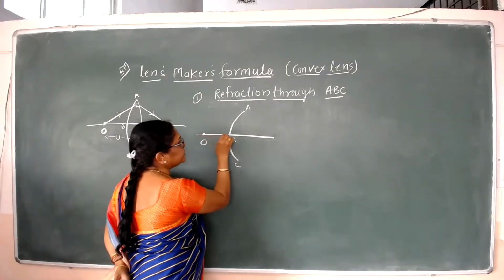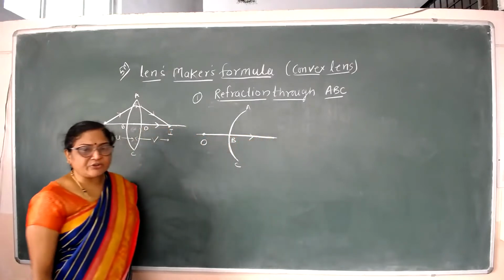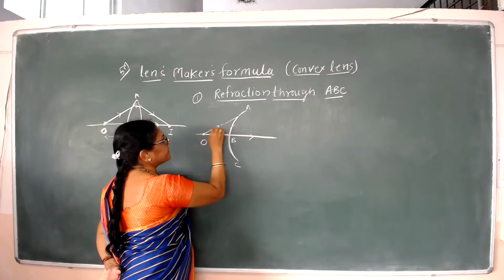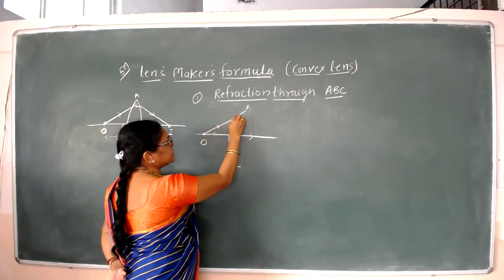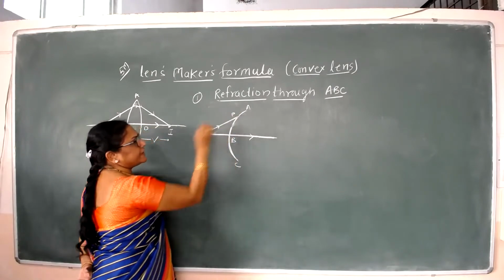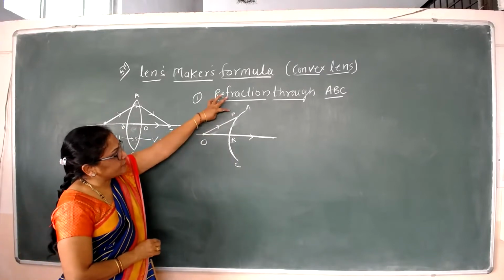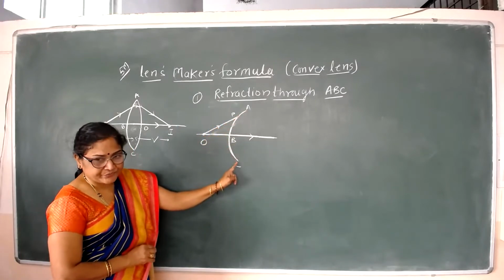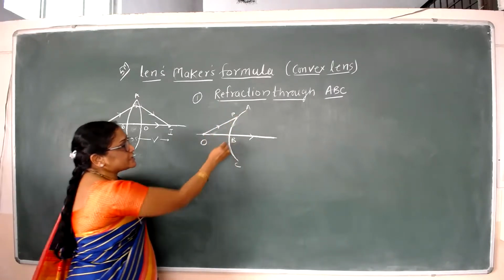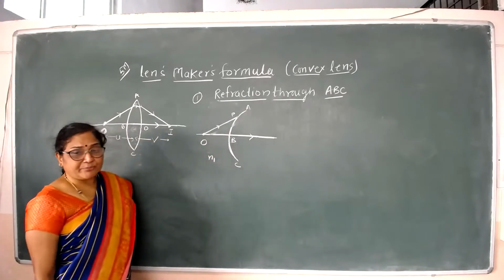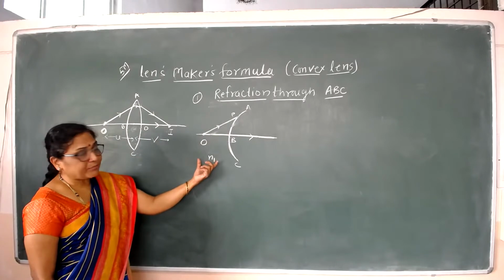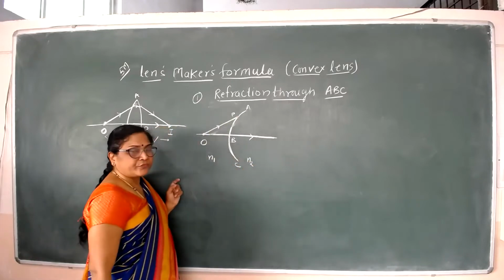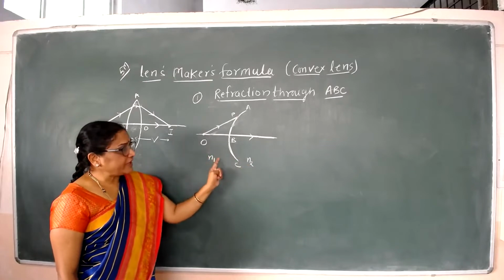Suppose from the point object, the first ray of light propagates in a straight line without deviation. If we consider the second ray of light, which is incident on this spherical surface, suppose this is OP, the incident ray. When this ray of light is incident on this spherical surface, it is refracted. This is a convex spherical surface, placed in a medium whose refractive index is N1. Suppose the refractive index of this convex spherical surface is N2. N1 is less than N2.